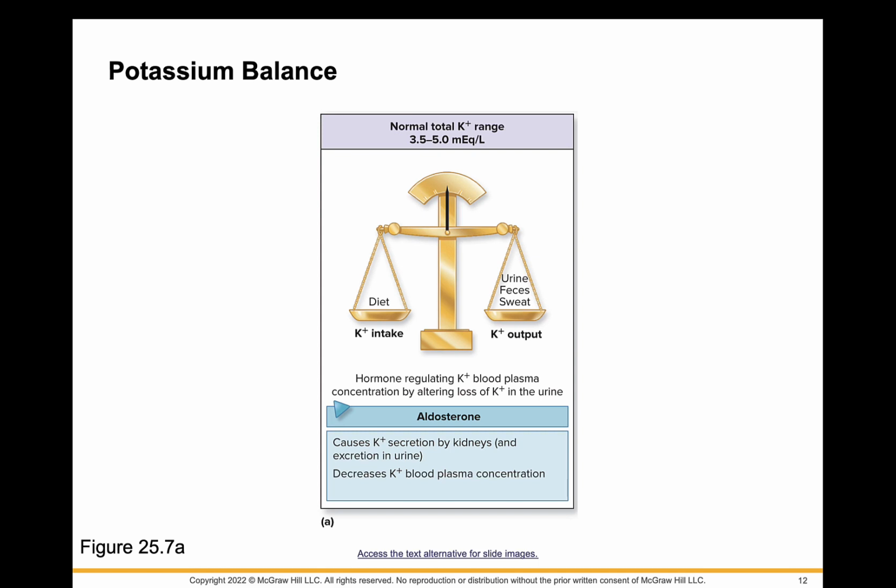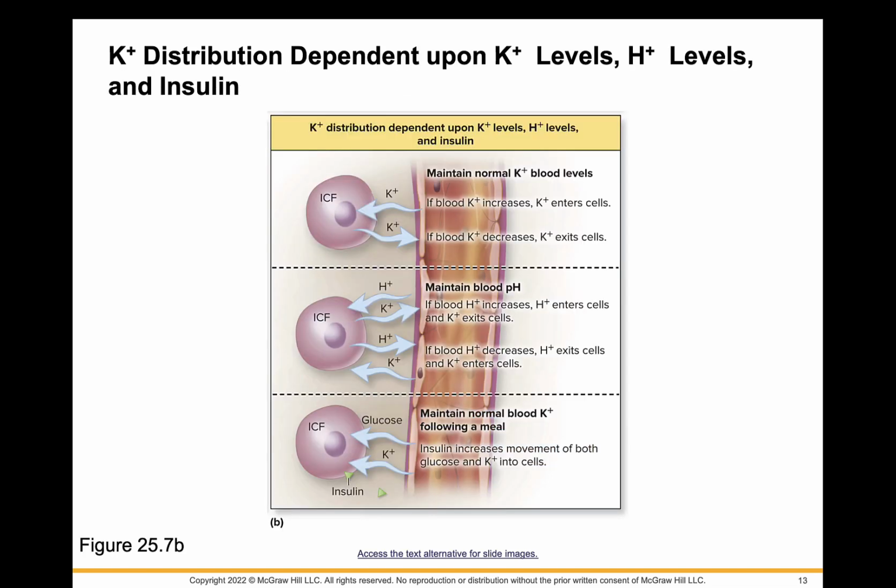Now, here, once again, we're talking about potassium balance. The primary way in which we're going to lose potassium will be in our urine, feces, and sweat. There are hormones that regulate blood levels of potassium, and that is done by altering the loss of potassium in the urine. The primary hormone responsible for this is going to be aldosterone. Aldosterone causes the secretion of potassium by kidneys and excretion into the urine, so it actually will decrease plasma levels of potassium.